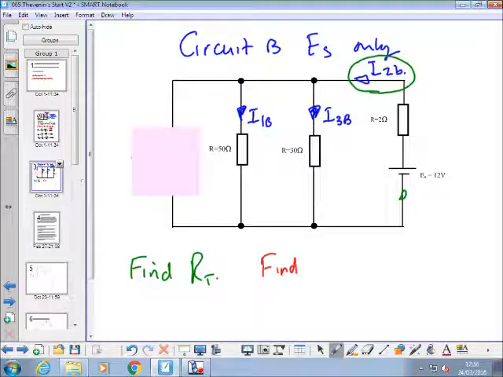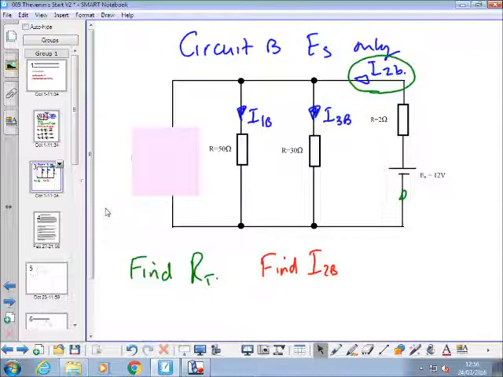Then what can we find next, after we know I2B? Work out the other one by taking it away from the total. If you know the total and one of them, so how are we going to find the second current, either I1B or I3B? You take it away from the total. Yes, but how are you going to find them? You've got to find the voltages. So which voltage can you find once you know I2B?